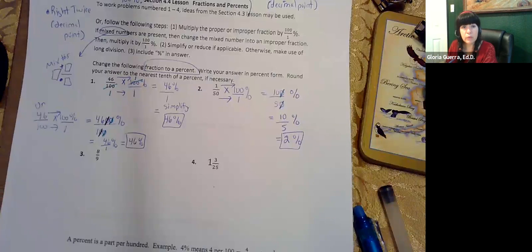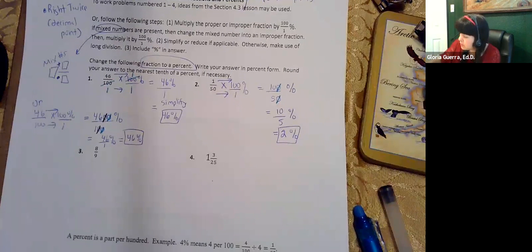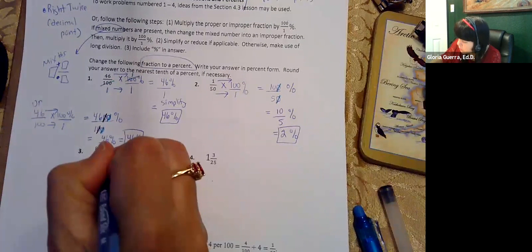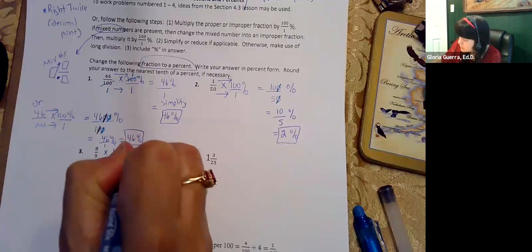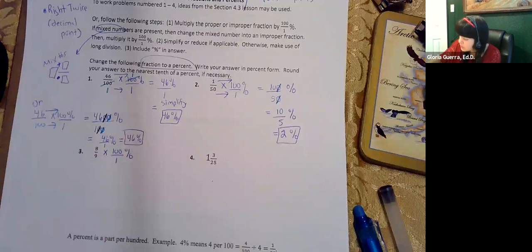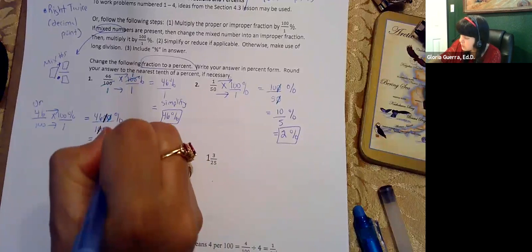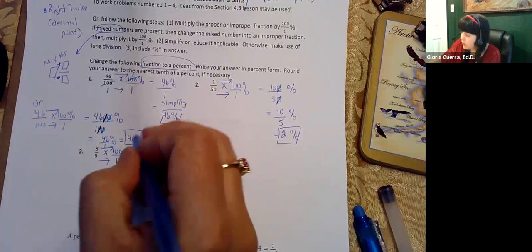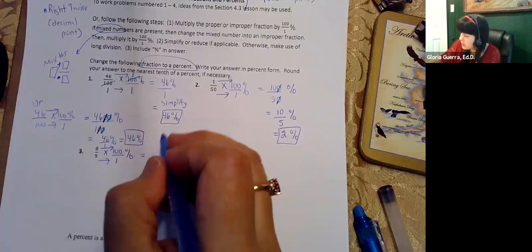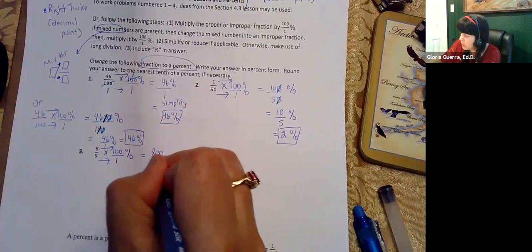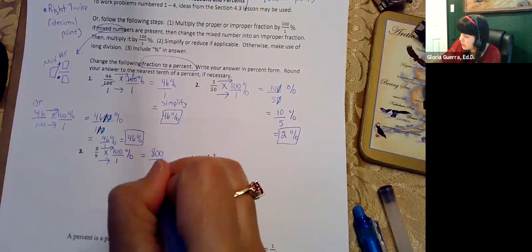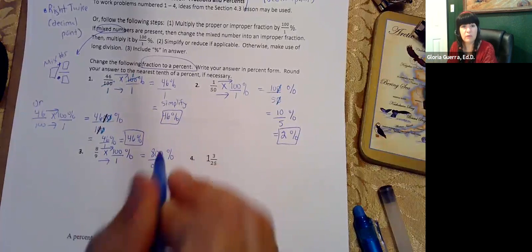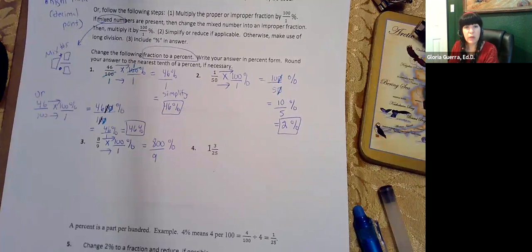And number 3, 8 9ths. So I'm going to multiply by 100 over 1%. And I'm going to multiply straight across. 8 times 100 is 800. 9 times 1 is 9. We got percentage. So you have 800 over 9. And that can't be reduced. Nothing goes into 800 and 9. It can't be reduced.